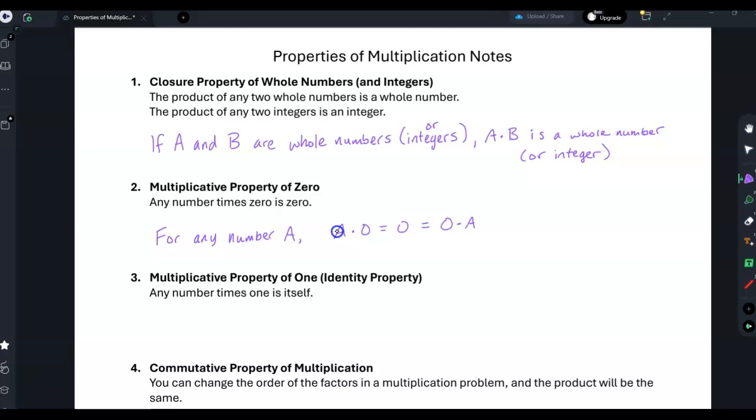And then the multiplicative property of 1 is describing what happens if we multiply something by 1. So we know any number times 1 is itself. So we could say for any number A, if we took A and multiplied it by 1, we would just get A back again. And also on this one, it doesn't matter the order again. So we could also say 1 times A is also A.